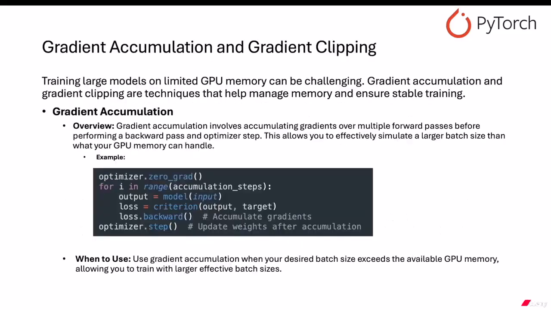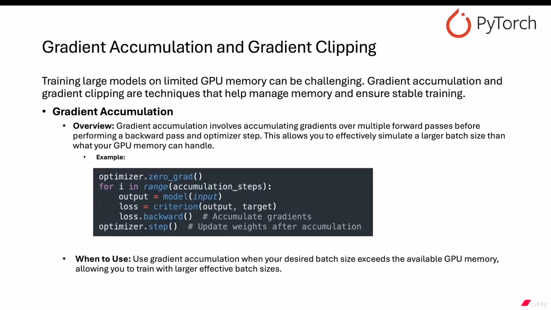Gradient accumulation and gradient clipping. Training large models on limited GPU memory can be challenging. Gradient accumulation and gradient clipping are techniques that help manage memory and ensure stable training. Gradient accumulation. Gradient accumulation involves accumulating gradients over multiple forward passes before performing a backward pass and optimizer step. This allows you to effectively simulate a larger batch size than what your GPU memory can handle.